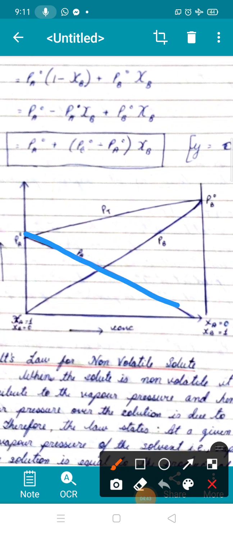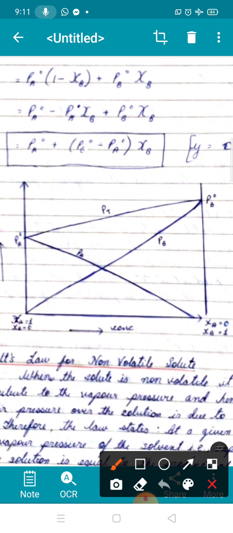Let us try to understand this graph. As chi A is decreasing from 1 to 0, what should happen to PA? According to Raoult's law, we know they are directly proportional. Since chi A is decreasing, PA is also decreasing.